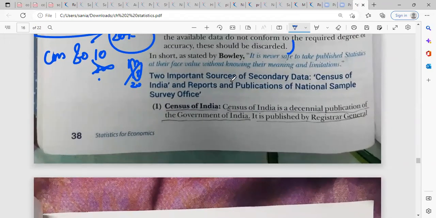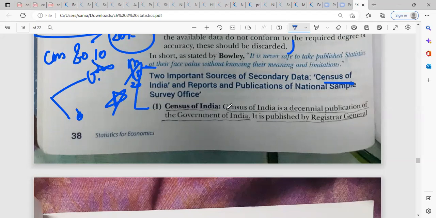See, two important sources of secondary data: Census of India and Report and Publication of National Sample Survey. These are the two important sources. If I ask you what the two important sources are, you will say unpublished and published, right? But these are the important sources of secondary data. Sometimes you can get a note question: write a note on Census of India or on the report and publication. If they ask you what the two important sources are, remember that they are asking about these two only, not unpublished and published.